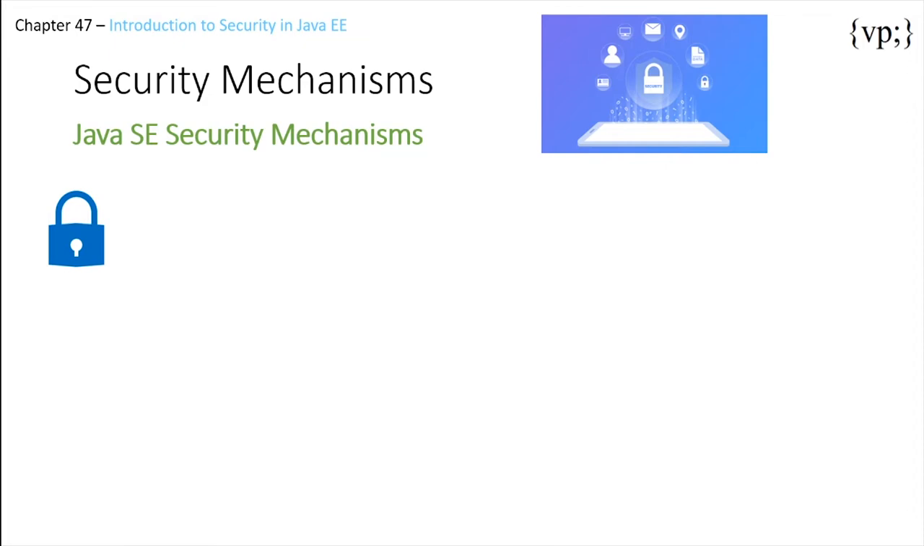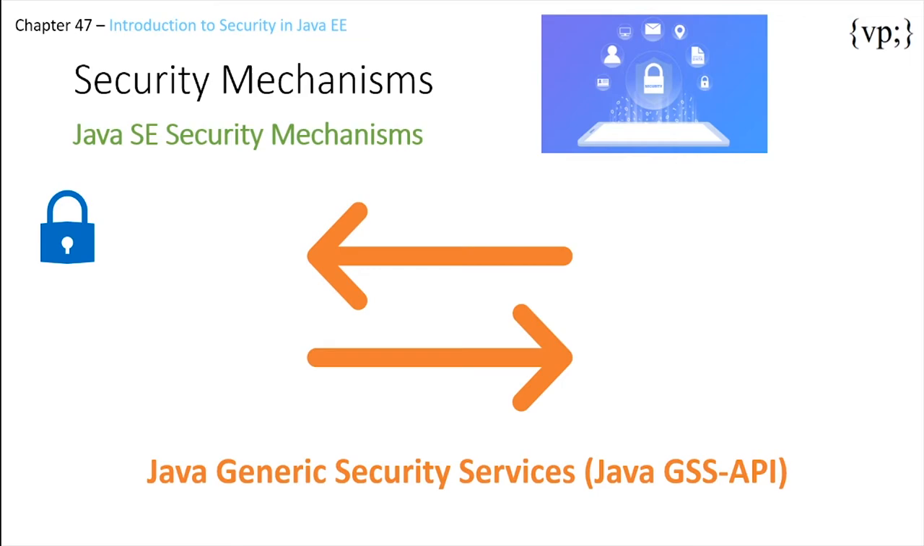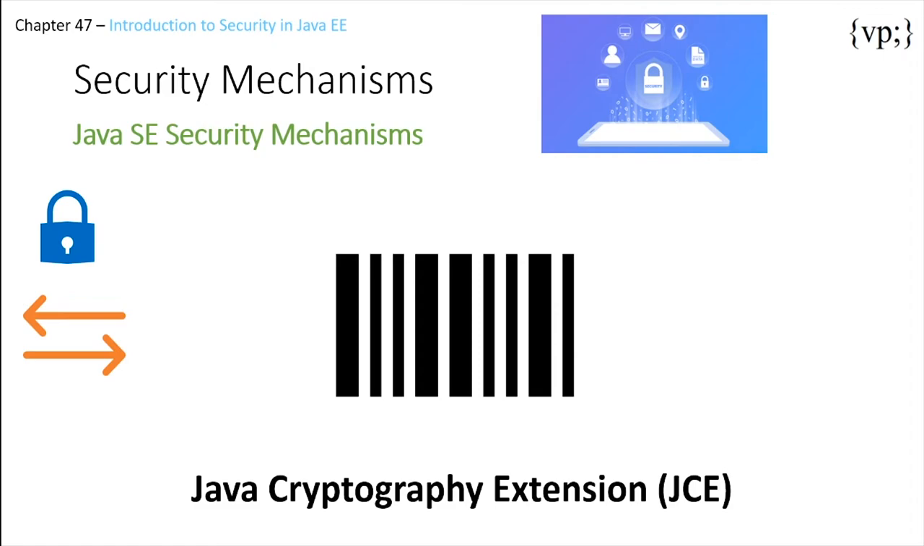Next, there's the Java Generic Security Services, or Java GSS API. This is used to exchange messages between applications that you would like to securely communicate with each other. An example of this would be Kerberos. Next, there's the Java Cryptography Extension. This provides a framework for encryption, key generation, and key agreement, as well as message authentication code or MAC algorithms.